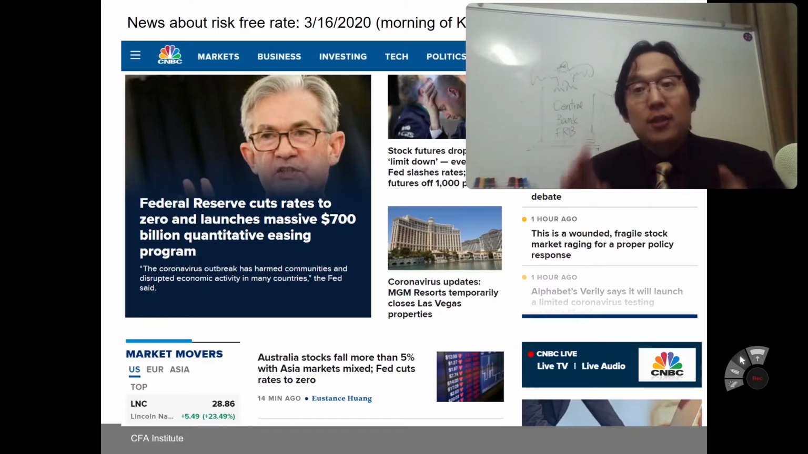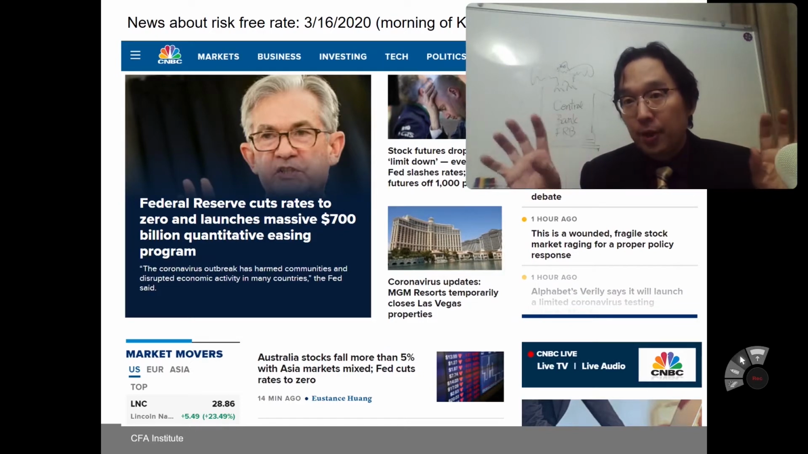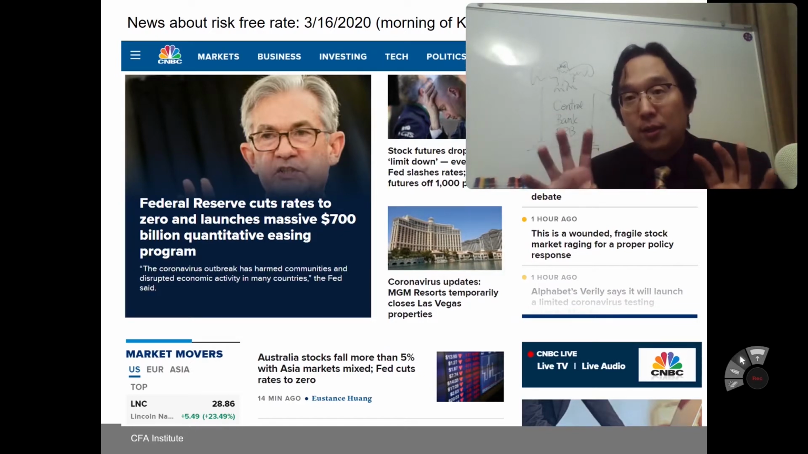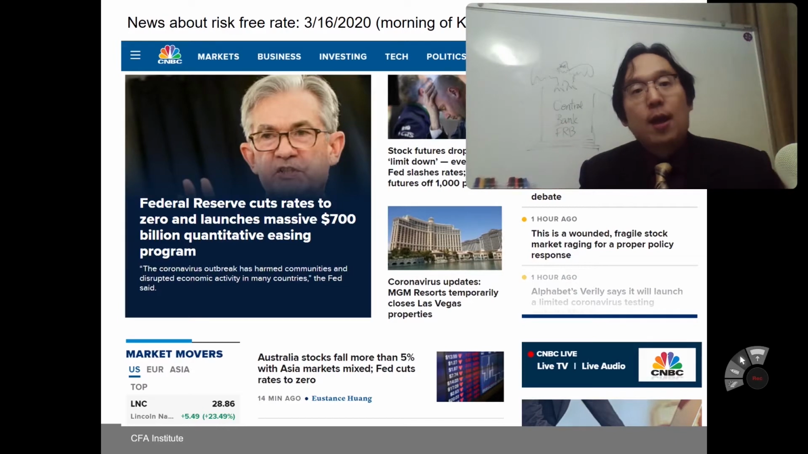The Fed funds rate is not equal to the risk-free rate that we are going to use in our corporate finance setting, i.e., the U.S. Treasury rate, okay? Those two are different, right? And I want to make a clear line between these two. And for that purpose, let's go through this news article over here.